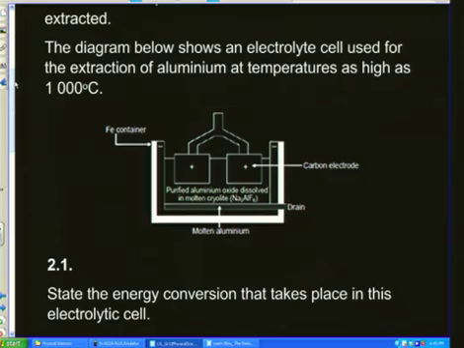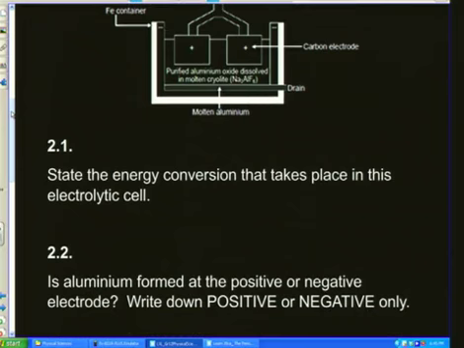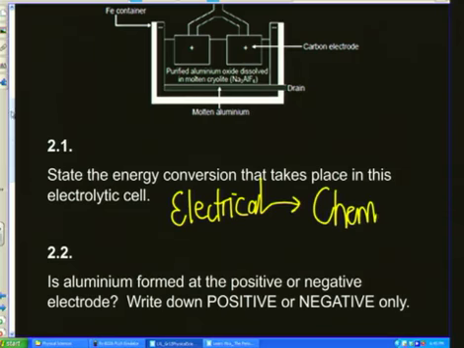Now they say, number one, state the energy conversion that takes place in this electrolytic cell. Now, whether you understand the aluminium process or not, it doesn't matter. The point here is that the electrolytic cell always goes electrical energy, okay, to chemical. There is absolutely no exception to that. Okay, it's always electrical to chemical.